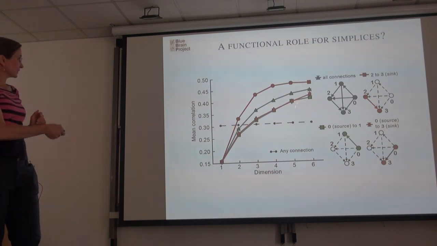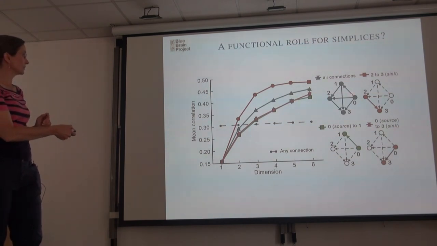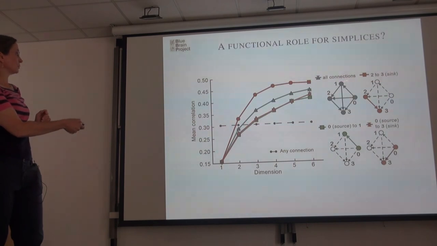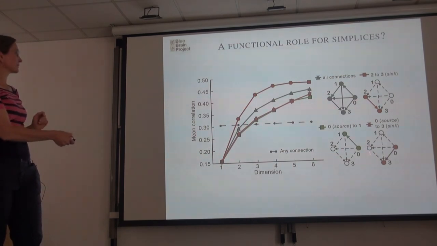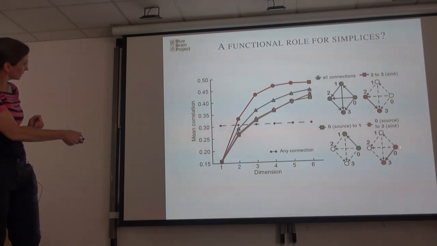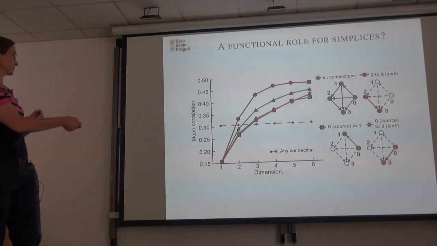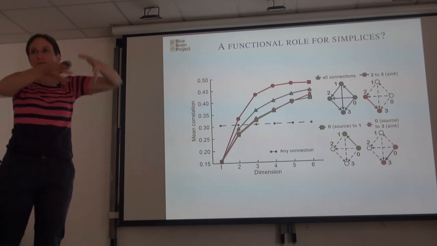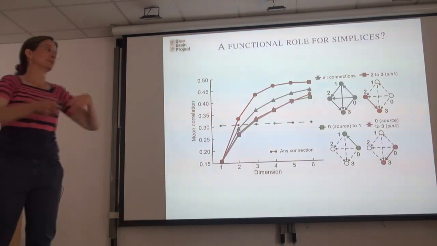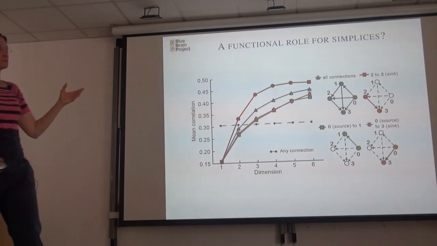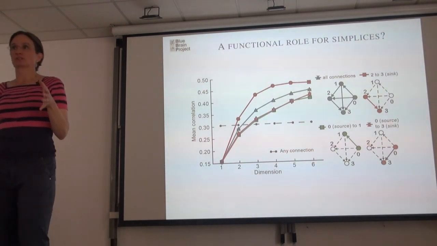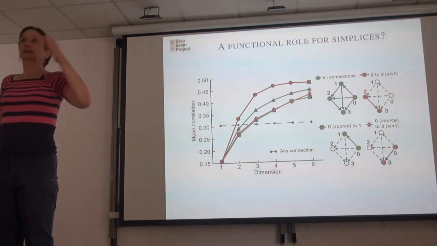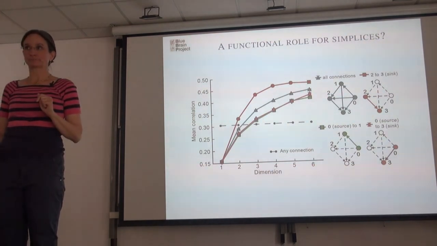For the curves of other colors, for the blue, you can have a connection any place in the simplex. Green is from source to the next one, and red is from source to sink. And you see that really the best is when you're at the very end of the simplex, because then you have the most common information coming into you. Then you get the highest degree of correlation. So this was our first serious indication that structure did have a link to function here.